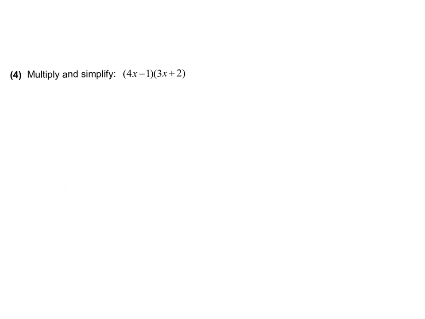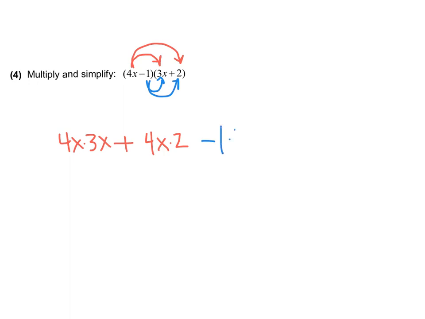Problem 4, we're going to distribute the 4x first. So we'll multiply 4x to both terms in the second parentheses. So we have 4x times 3x, and then plus 4x times 2. Then we're going to distribute the negative 1 to both terms in parentheses. So negative 1 times 3x, and then plus a negative 1 times 2.